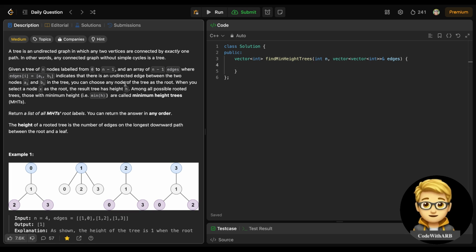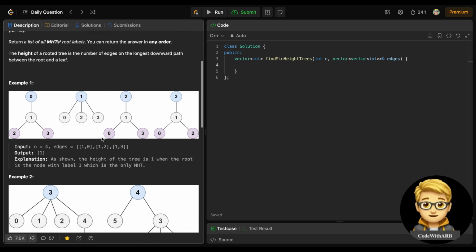We need to choose any node of the tree as a root, and when you select node x as the root, the resulting tree has a height h. Among all possible rooted trees, those with minimum height are called minimum height trees. So return a list of the minimum height trees' root labels. You can return the answer in any order.